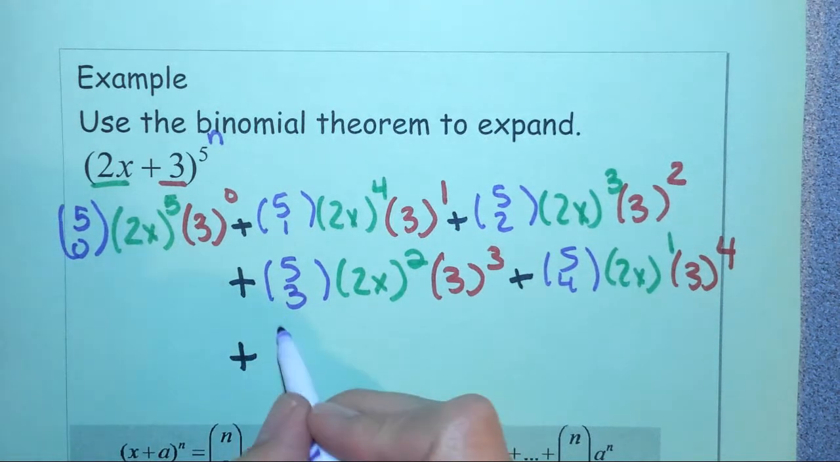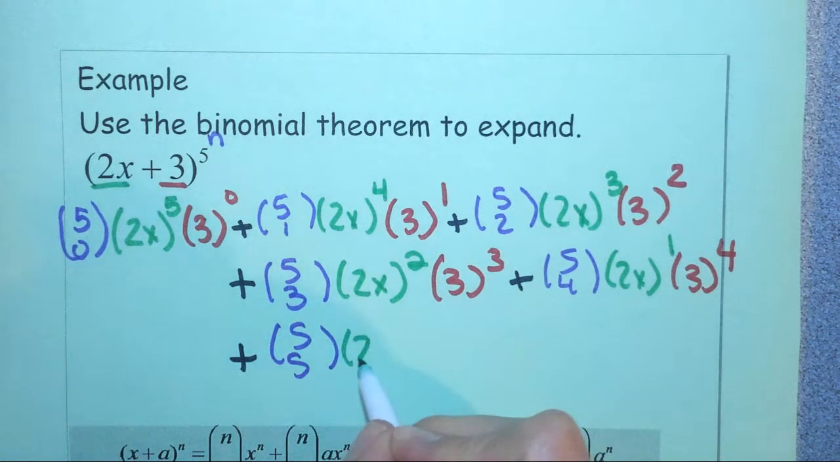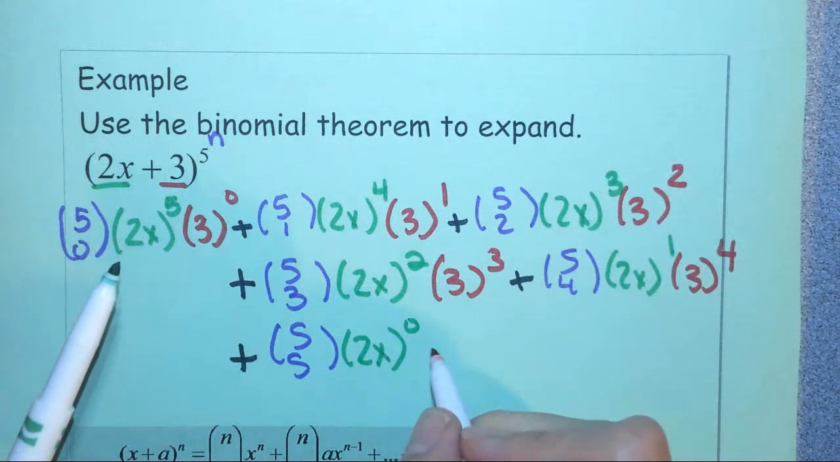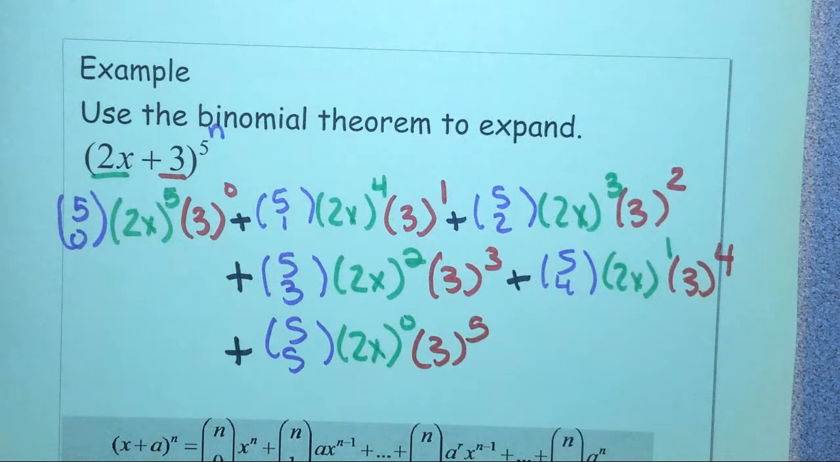5 choose 5, 2x to the 0, and 3 to the 5th. All right, so that's just your initial step. You just write it all out.